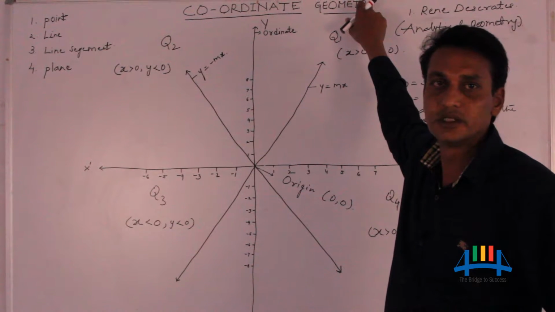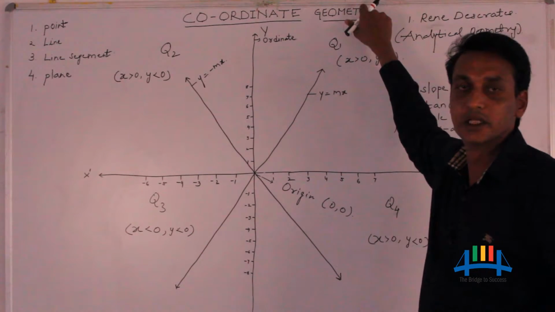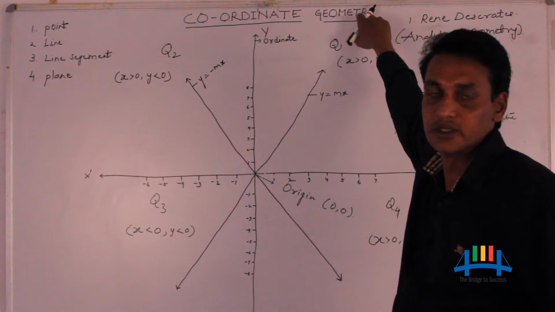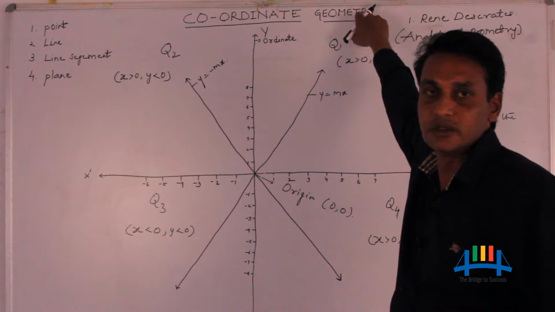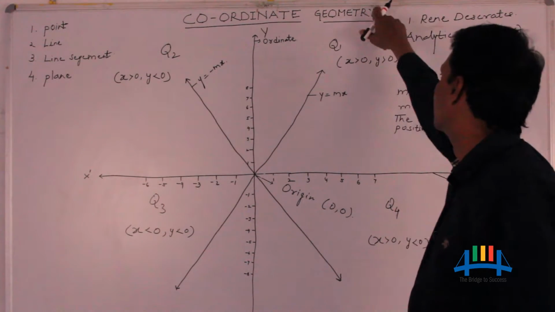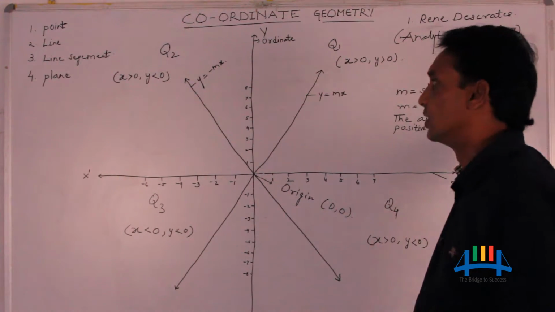Coordinate geometry is a part of geometry which was discovered by the mathematician René Descartes. He was a French mathematician. In the year 1653, he gave the concept of coordinate geometry. There is one more name given to coordinate geometry. It is nothing but analytical geometry.